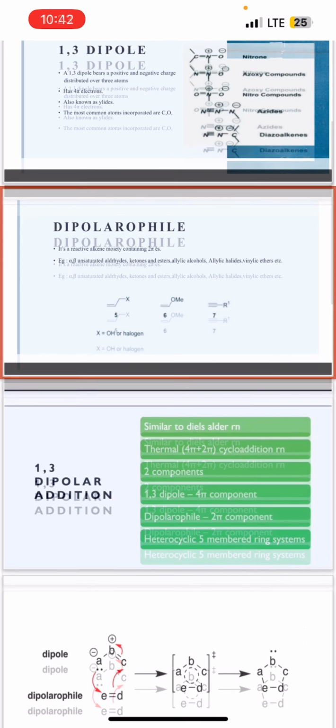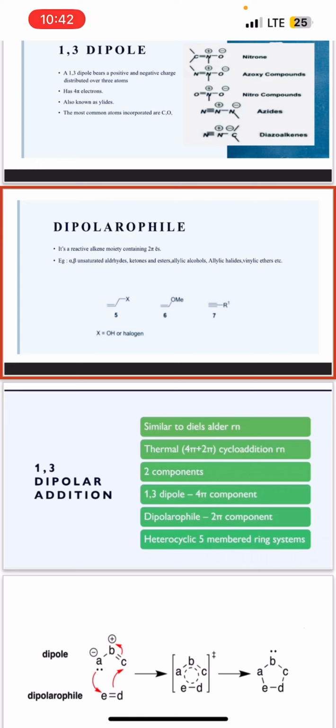1,3 dipolar addition is similar to the Diels-Alder reaction. In the Diels-Alder reaction, it is the reaction between a diene and a dienophile, while here in 1,3 dipolar addition, it is a reaction between a 1,3 dipole and a dipolarophile.